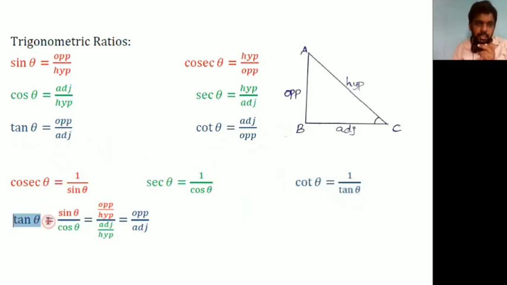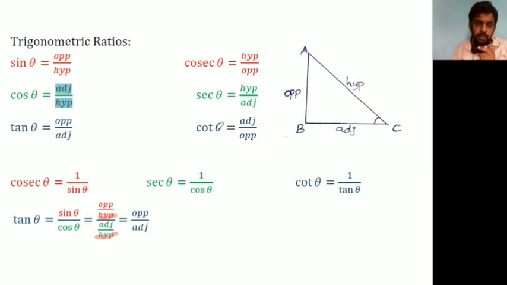And tan theta can also be given by sin theta by cos theta. We know that sin theta is equal to opposite divided by hypotenuse, and cos theta is equal to adjacent divided by hypotenuse. So opposite divided by hypotenuse, the whole divided by adjacent divided by hypotenuse. Both the denominators get cancelled. So we have opposite divided by adjacent, which is tan theta.